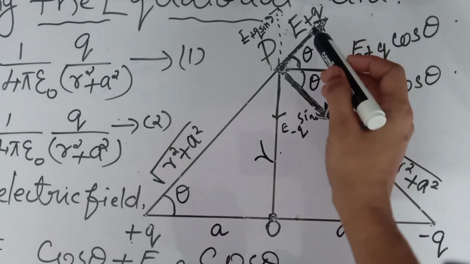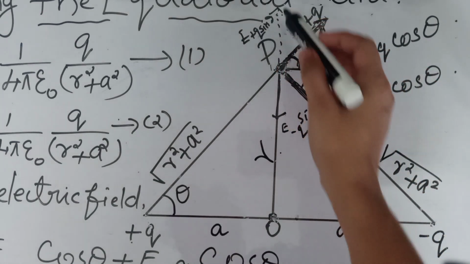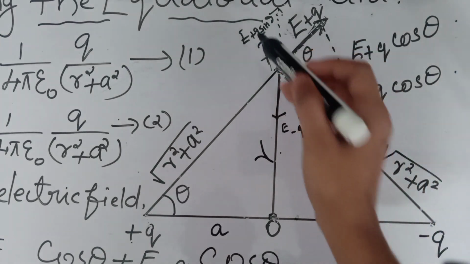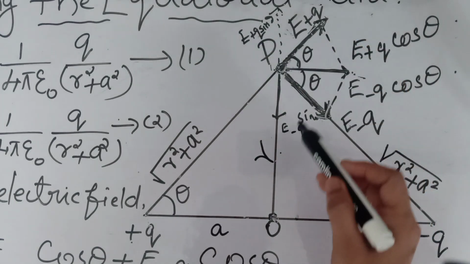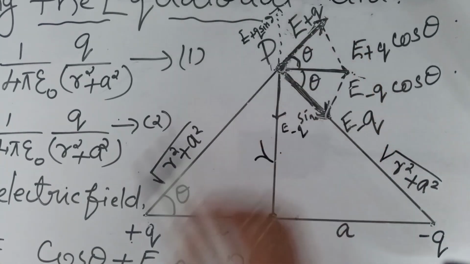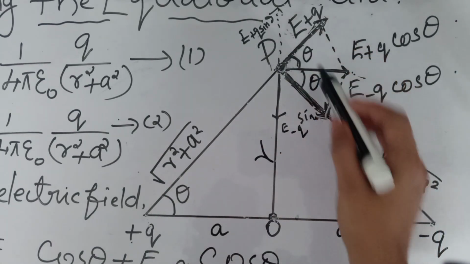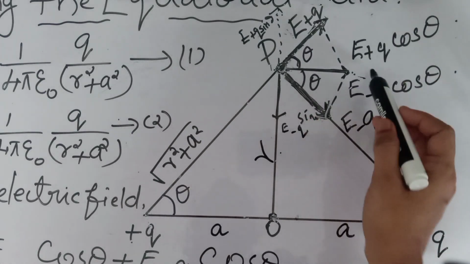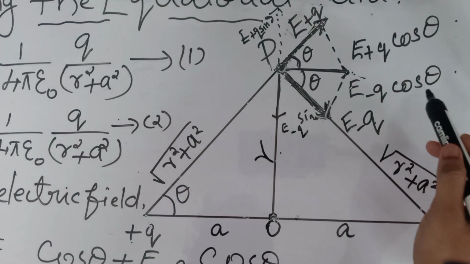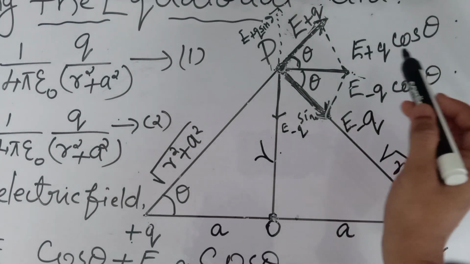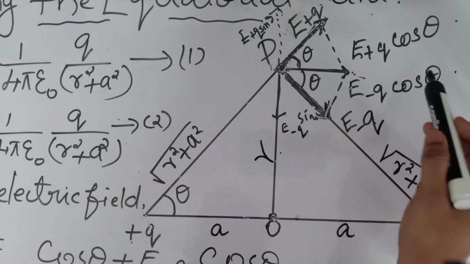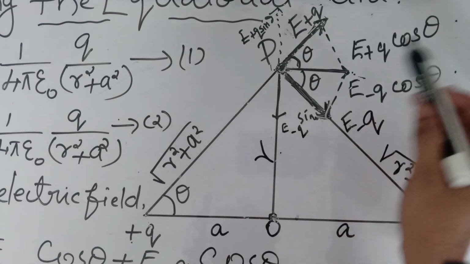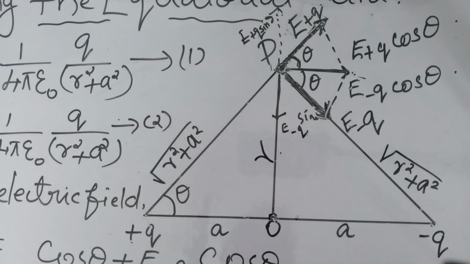Here we can see E plus Q sin theta and E minus Q sin theta are equal and opposite, because E plus Q and E minus Q are equal, right? So these two will get cancelled, and what is remaining here is E plus Q cos theta and E minus Q cos theta, right? So the total electric field will be the sum of E plus Q cos theta and E minus Q cos theta, right?